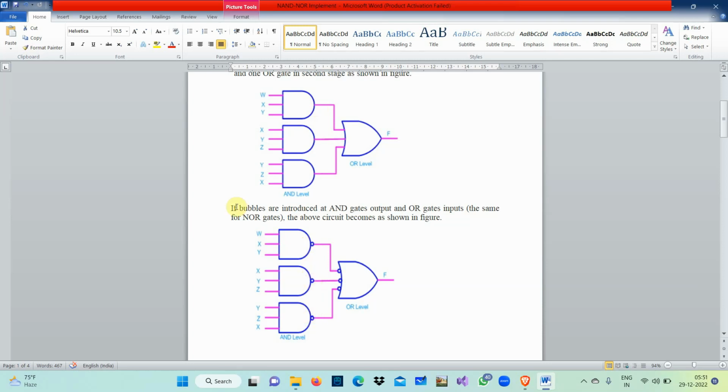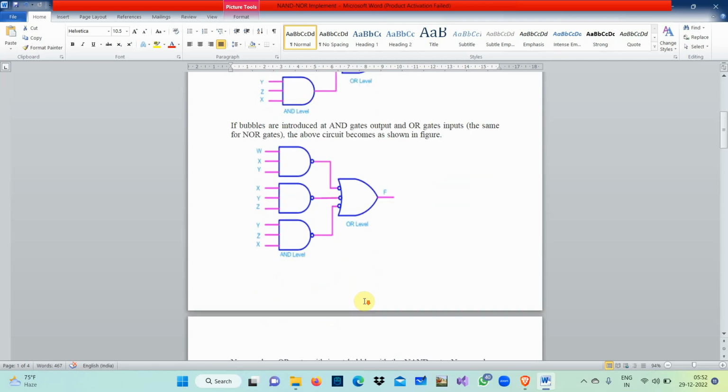If bubbles are introduced at the AND gate output, then you have to put the same thing at the OR gate input. Are you following me? If a bubble is here, the same thing is introduced at the OR gate input, because negative of negative becomes positive. So up to this it is okay. Is it clear what I am telling you? Suppose for the first AND gate I put a bubble here, then before the entry of the input to the OR gate I put another bubble here. Same thing I have done for this one, and this one, and also this one. Is it clear up to this?